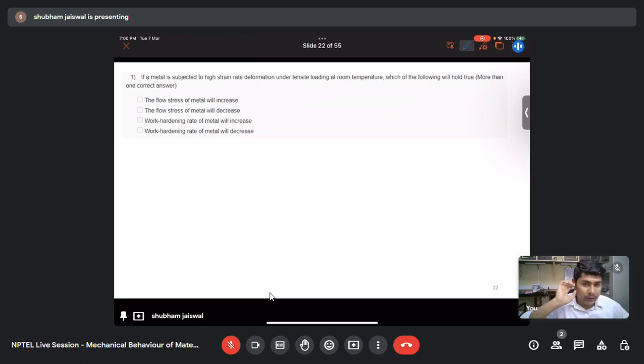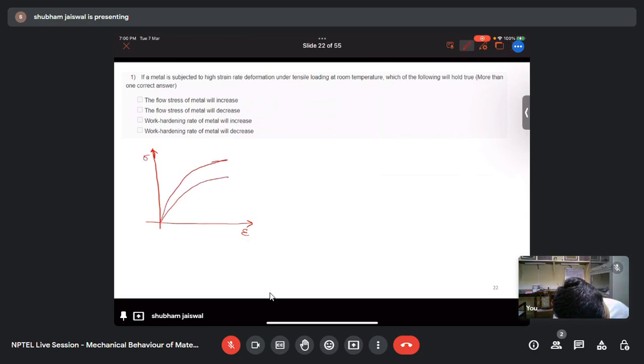So let's see. I'm drawing the stress strain curve at two different rates, and by seeing this, see if you can answer. Let's say this is at epsilon 1 dot and this is epsilon 2 dot, and epsilon 2 dot is greater than epsilon 1 dot. Now, see.